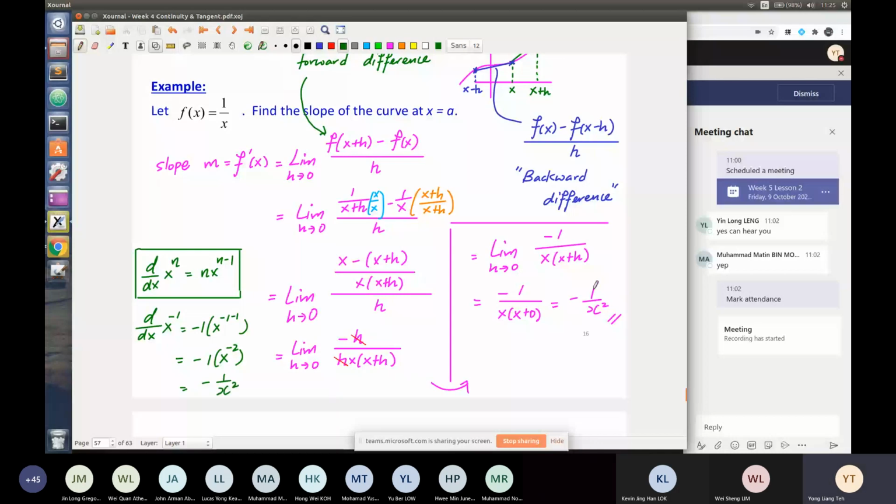So you can see this agrees with the other. This is using the general formula for differentiation. This is, of course, deriving the derivative of 1 over x through first principles. Both must agree, because that's how the formula comes about in the first place. Questions?